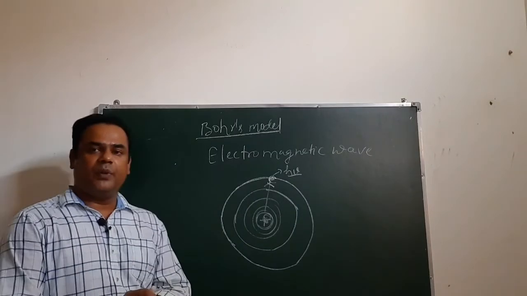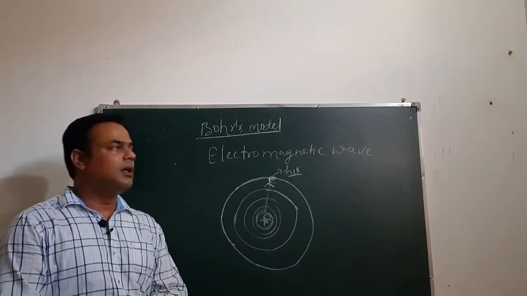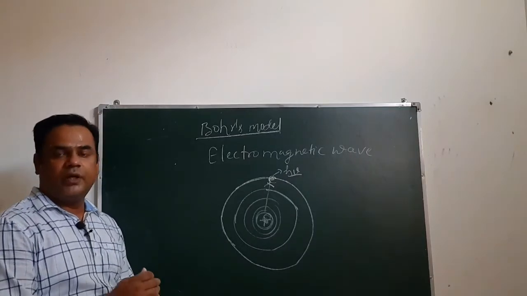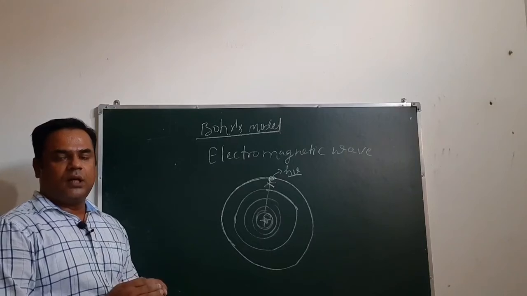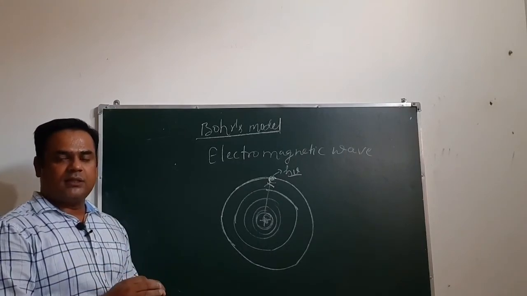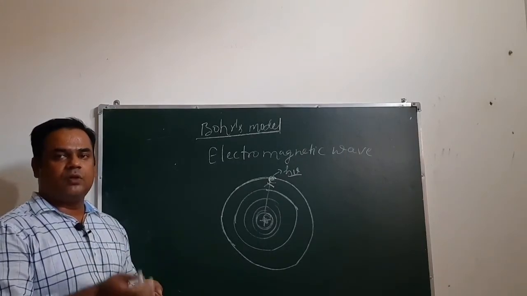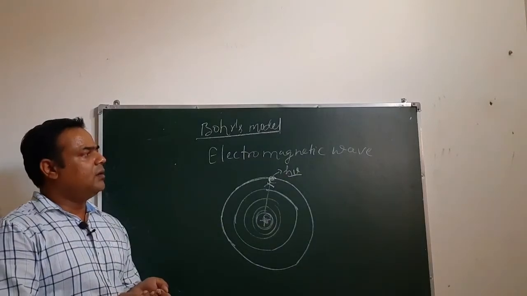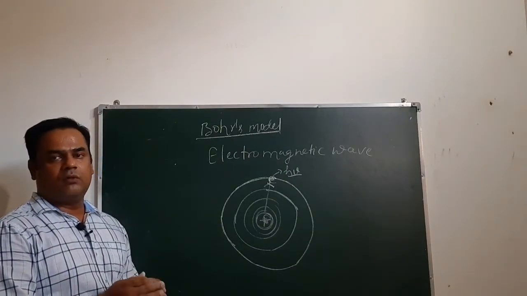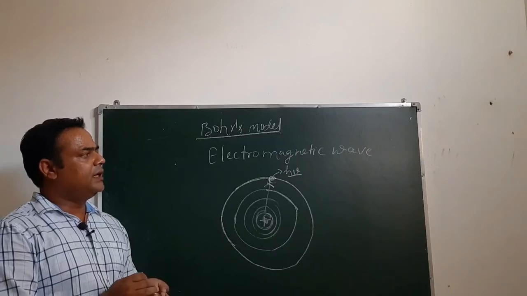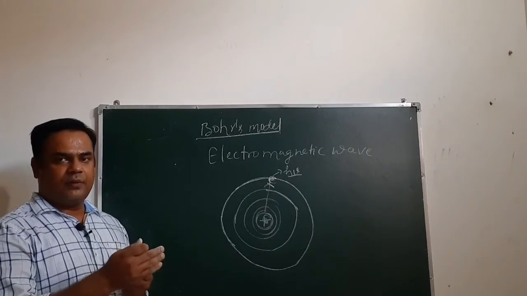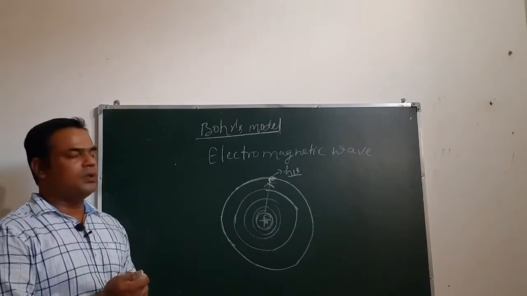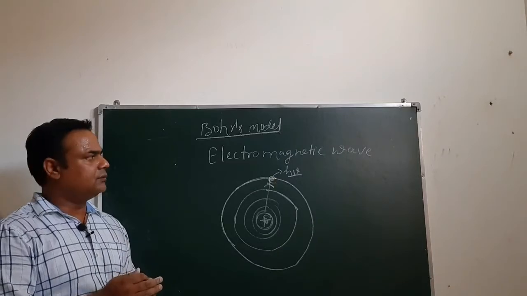So once again we repeat the types of models. The first model was the Thomson model. He told that positive charge is distributed throughout the volume of the atom, like the seeds of a watermelon are distributed throughout the fruit. In the same way, positive charge is distributed throughout the volume, and it results in the plum pudding model. Negative charge is present in between the positive charges, so that the whole atom remains neutral.